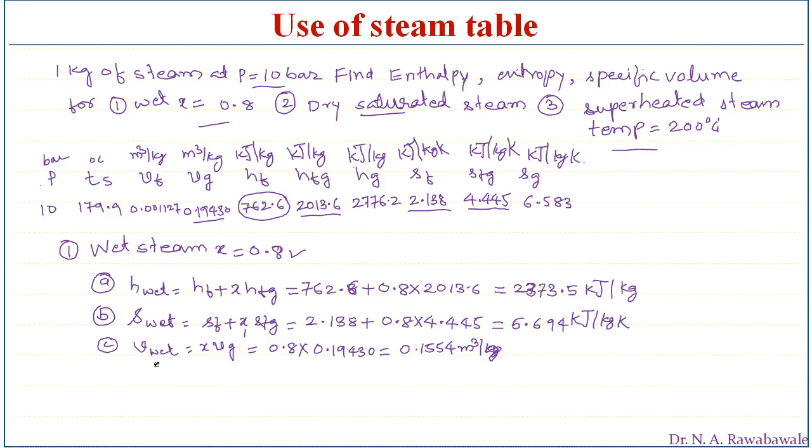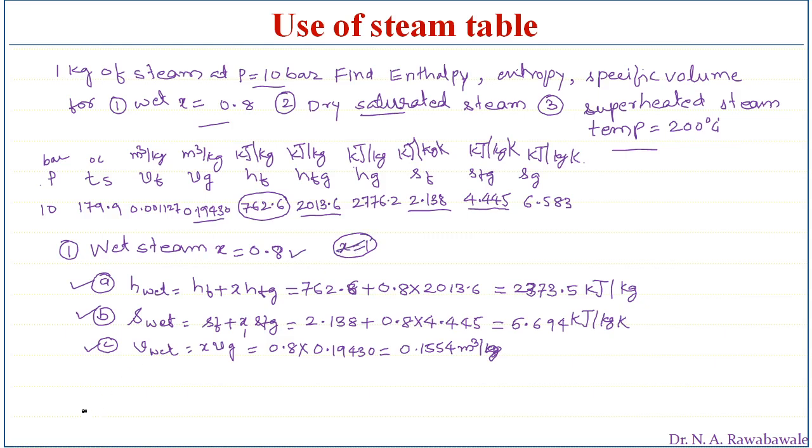So this is about the properties of steam. To find out enthalpy of wet steam, entropy of wet steam, then specific volume of wet steam. Then we assume that steam is not wet. If it is dry saturated steam, then we'll have to find out the same values, assuming that dryness fraction X is equal to 1. If steam is dry saturated, then the value of dryness fraction becomes 1.